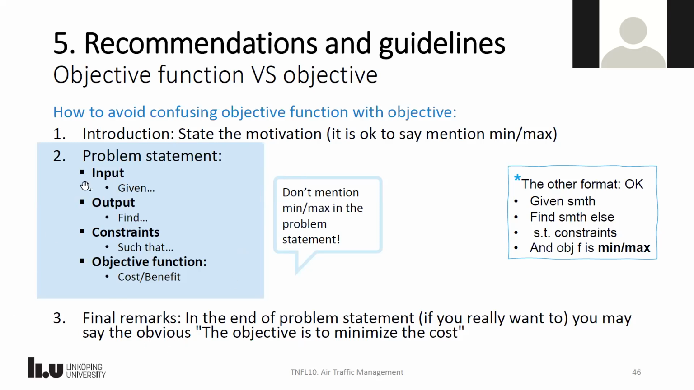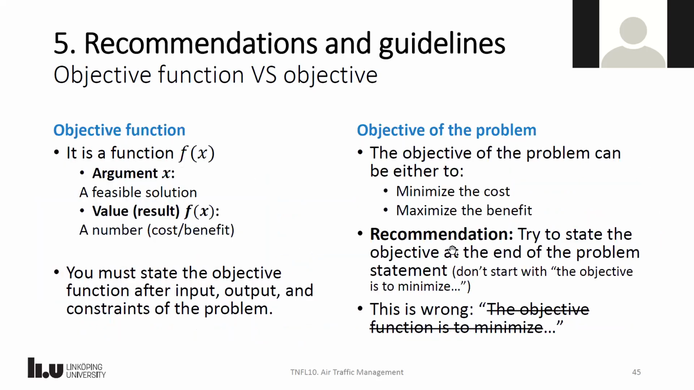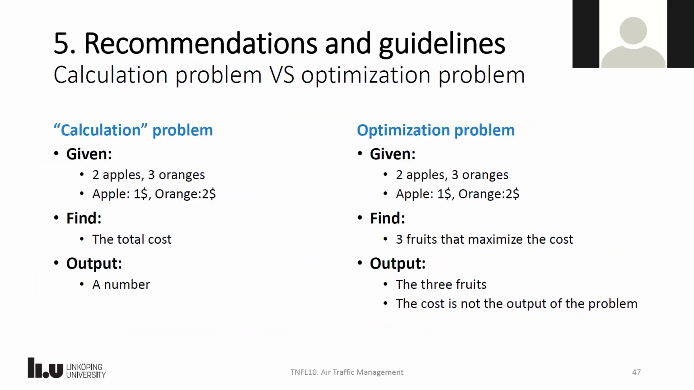After you state the problem, you can say some final remarks. So if you want to, you can say the objective is to minimize the cost or whatever. But if you use this formulation over here, don't mention minimums and maximums. That's just a recommendation to avoid the confusion between these two. Of course we have it in mind, but I get confused sometimes as well. So it's just something to differentiate.